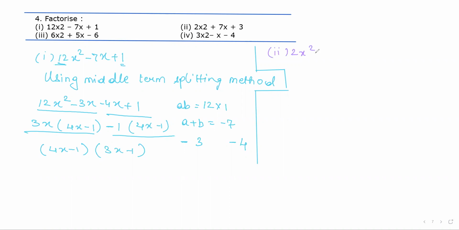Next, 2x squared plus 7x plus 3. Again, your ab will be equal to 2 into 3, which is 6, and your a plus b is equal to positive 7. Factors of 6 are 1, 2, 3, and 6. Which two values add to give you 7? 6 plus 1 is 7.